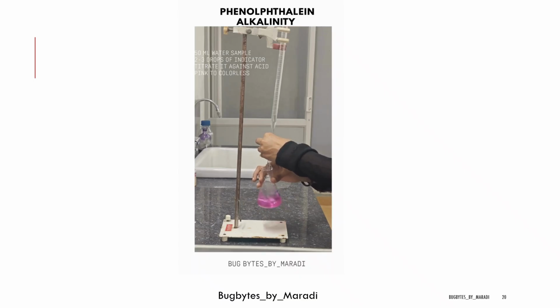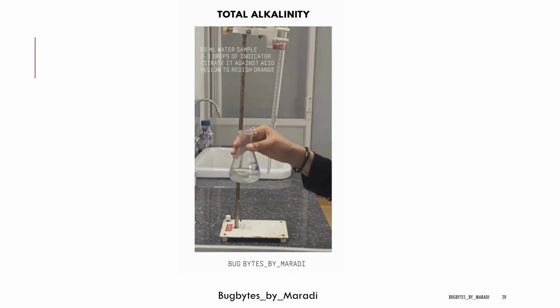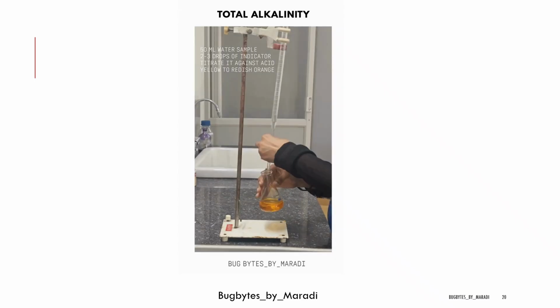Phenolphthalein indicator turns pink in color only if the water contains base or alkali at a higher pH, more than 8.3. To check total alkalinity, take 50 ml of water sample, add 2 to 3 drops of methyl orange indicator. In a basic condition, it turns yellow in color, and titrate it against 0.1 normal HCl or sulfuric acid until it turns into somewhat reddish orange in color. That is the end point.